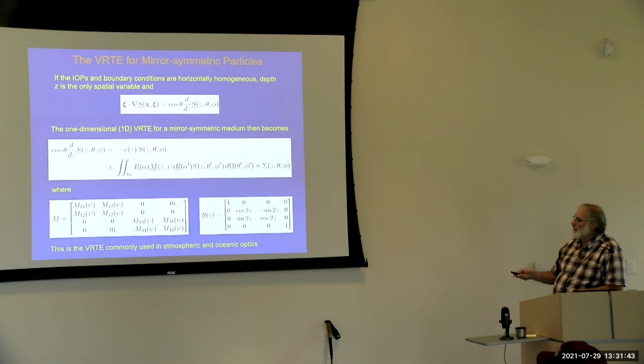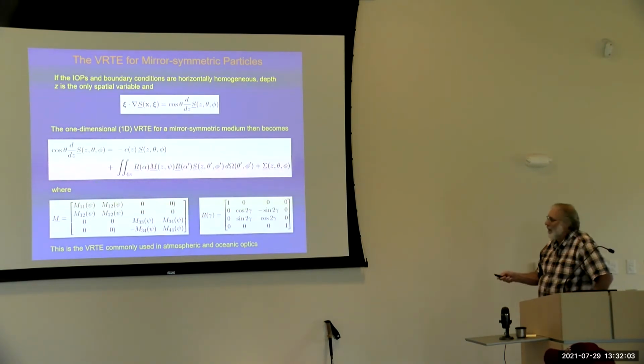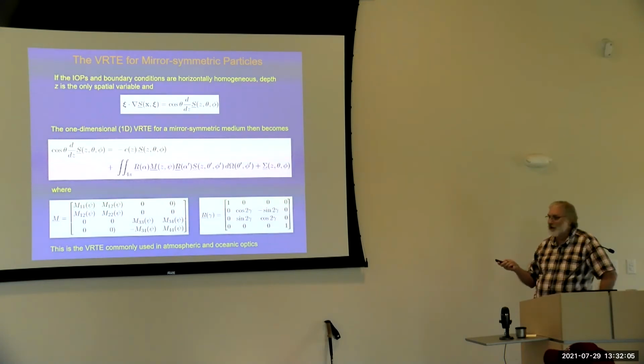So we've got a depth derivative of the Stokes vector, we've got beam attenuation, and then we have these rotation matrices, which you know, and then a Mueller matrix, which looks like this. And these rotation matrices actually have this sort of form here, if you know the angles. So we're now in business. We can solve this equation, and the atmospheric community typically works with this equation.